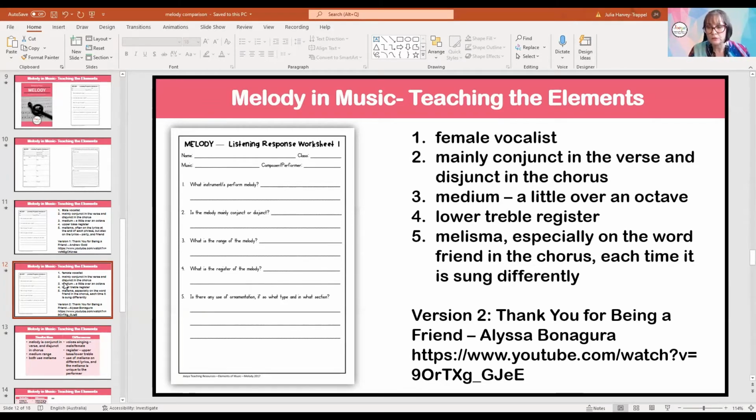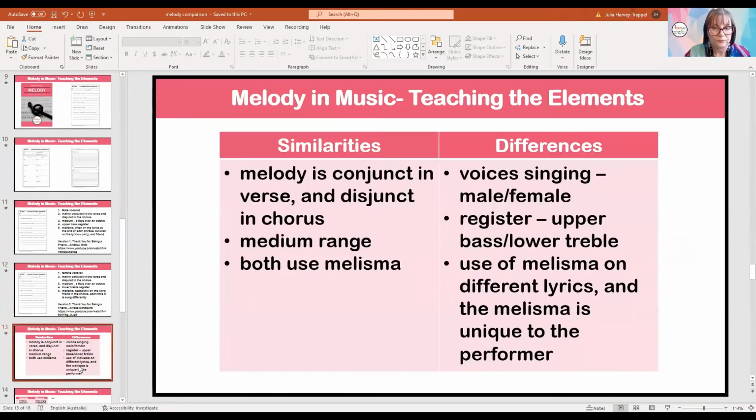Again, same sort of range, okay, except where the other one was upper bass, this one's low treble. And again, she's using melisma as well, but how she sings it is very different, even though she's using it. It is on the word friend in the chorus especially, but each time she sings it very, very differently, and it's very different to how he sings it, which is quite nice. She's obviously put her own spin on it. So again, moving on.